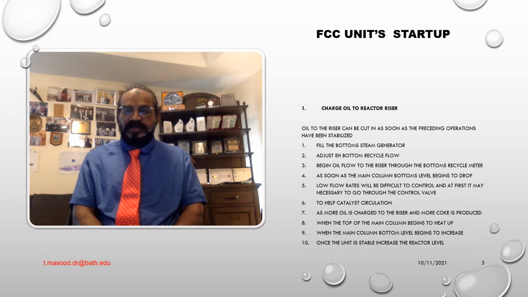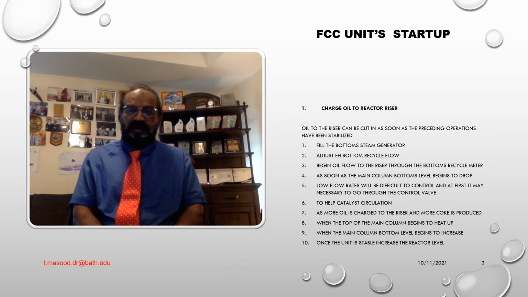Take care to maintain control of the catalyst circulation and reactor and regenerator temperatures. If upsets occur, it may be necessary to hold or even reduce the raw oil charge rate. Remember, it is advisable to increase the feed to the reactor to 50% of the normal capacity within 1 hour to avoid any major catalyst carryover to the main column.